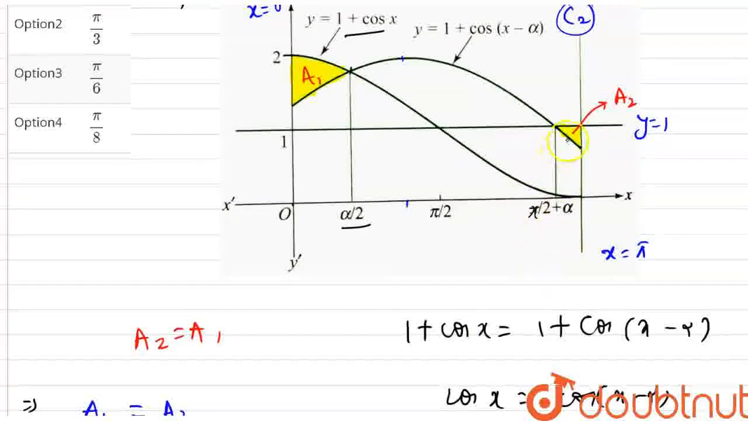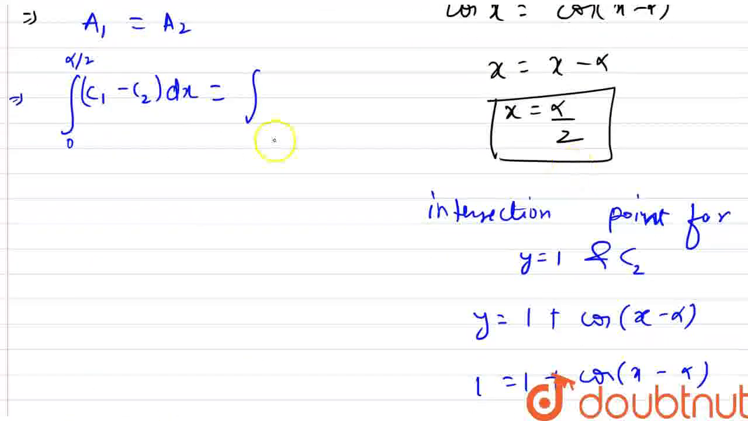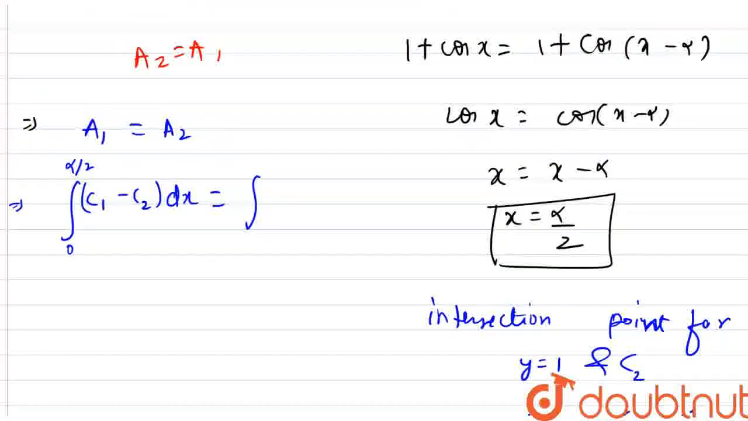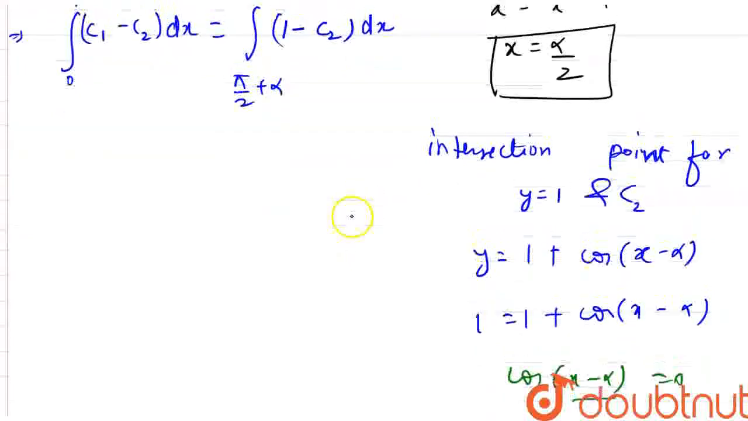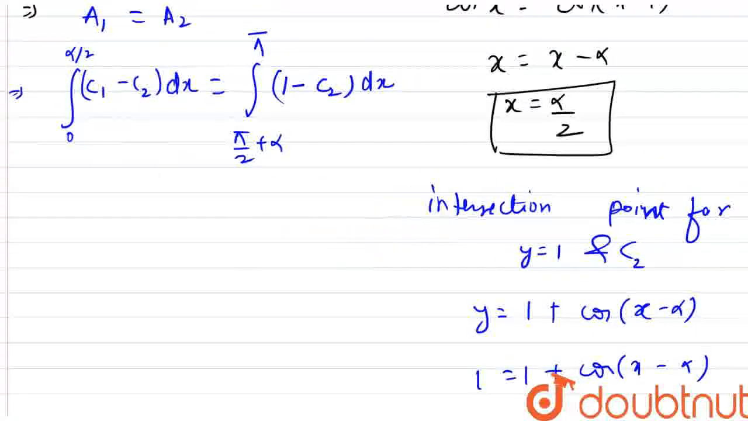So we have to find the area under y equals to 1 minus c2 from pi by 2 plus alpha to pi. This line is pi, so that's why this point is pi. So I'm writing here it will be pi by 2 plus alpha to pi, and y equals to 1, so 1 minus c2 with the vertical strip dx.